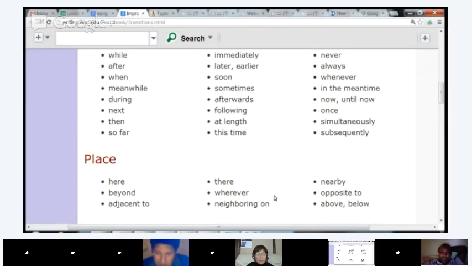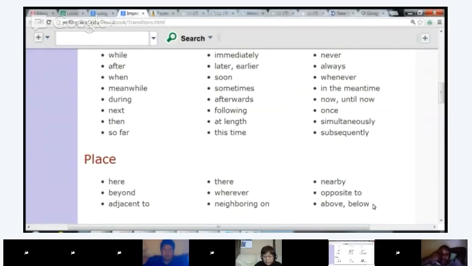Excuse me, teacher. Adjacent to may be used as close to. Right, next to or directly next to. My neighbor's house is adjacent to my house. Or maybe, let's see, Sao Paulo, Brazil is adjacent to Rio de Janeiro, maybe? Yes? Okay. Very nice.